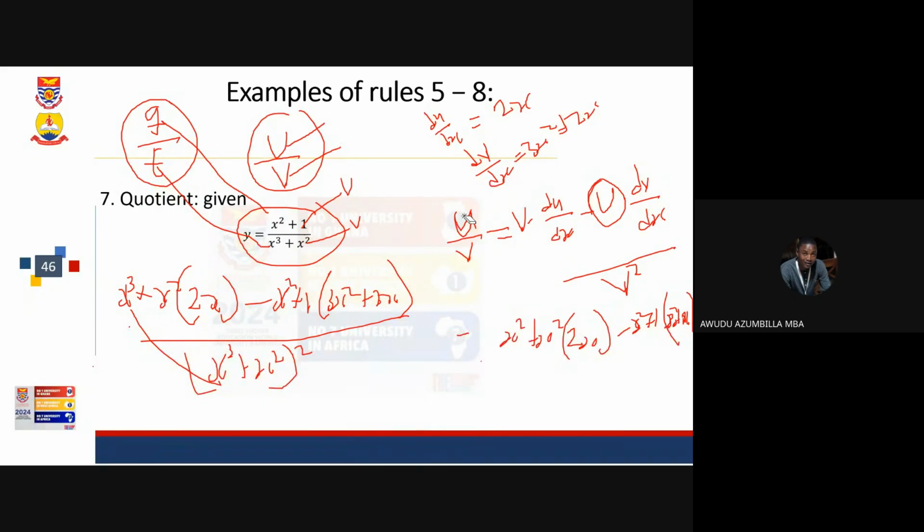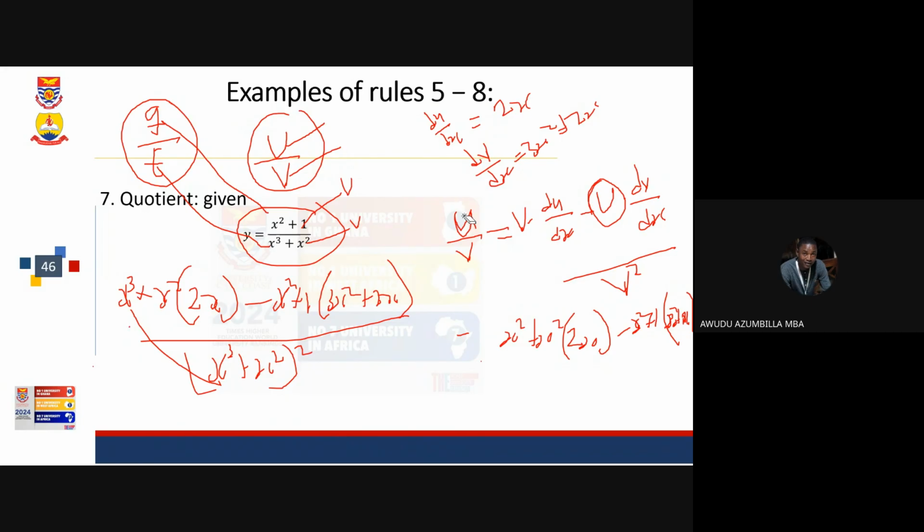So please, make sure the formulas are at your fingertips: the product rule, the quotient rule, and the chain rule. Try to make them part of you, so that whenever you find yourself, you know when to use them and when not to use them. It's very, very important. Don't confuse yourself with the product rule and the quotient rule.